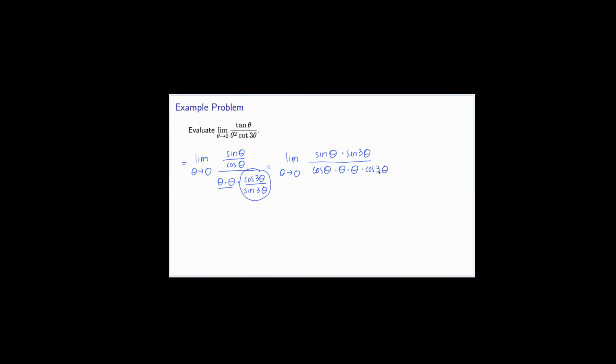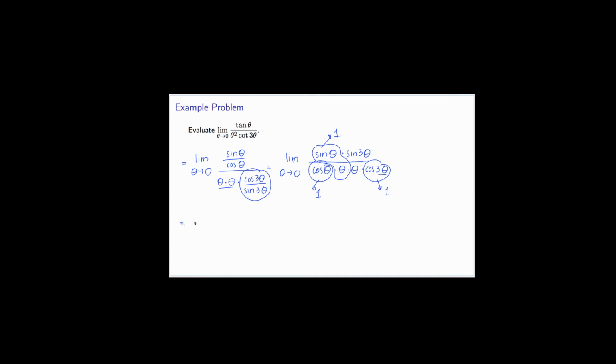So now let's see what we can figure out. First of all, my sine theta over theta, we know as theta goes to 0 that that's going to go to 1. Similarly, as theta goes to 0, cosine of 0, that term goes to 1. As theta goes to 0, 3 theta goes to 0. So again, I get a cosine of 0, which goes to 1.